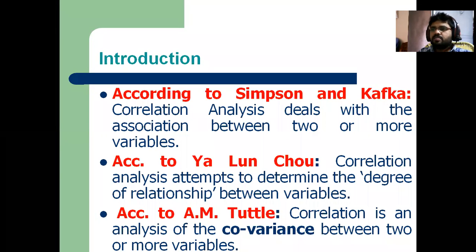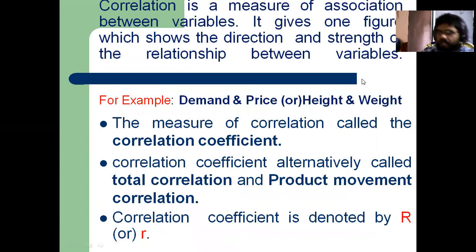Then, according to Croxton and Cowden, correlation is an analysis of the covariance between two or more variables. The covariance is nothing but the correlation between the two or more variables. Then correlation is a measure of association. Sometimes they will ask what is meant by correlation. Correlation is nothing but association between the two variables, or the degree of relationship between the variables.